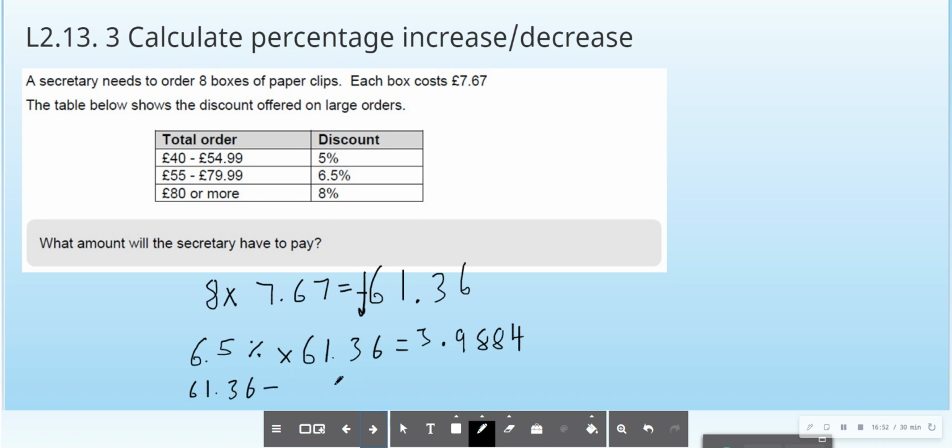61.36 take away 3.9884. Which is going to give us 57.3716, which if we're talking about money, is going to be £57.37.